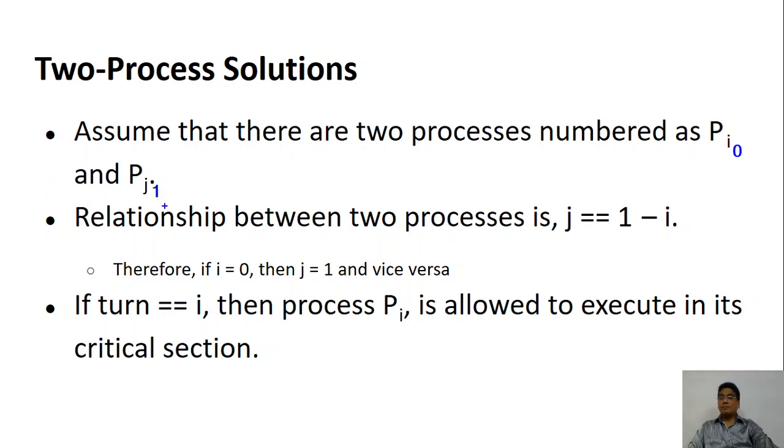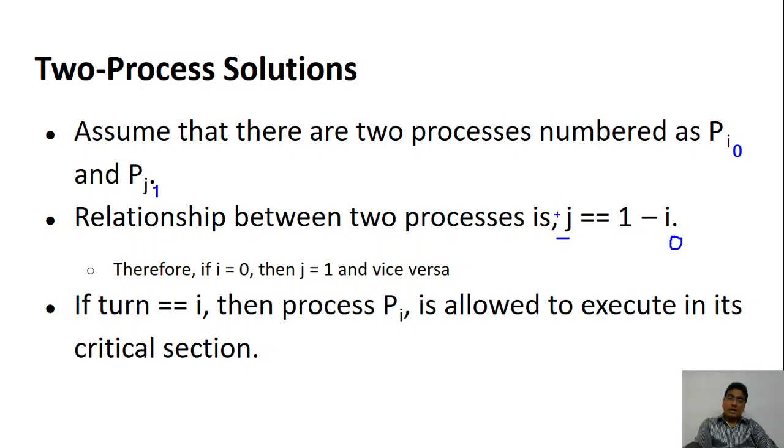Remember, the names Pi and Pj are given for me and for you to easily understand, but the ID is either 0 or 1. So if the processor ID is 0, if it is P0, what is the ID of the other processor? It will be 1. Can I get the relationship between them? The answer is yes. So what is j? j is equal to 1 minus i. What is the value of i? It is 0. So 1 minus 0 is 1.